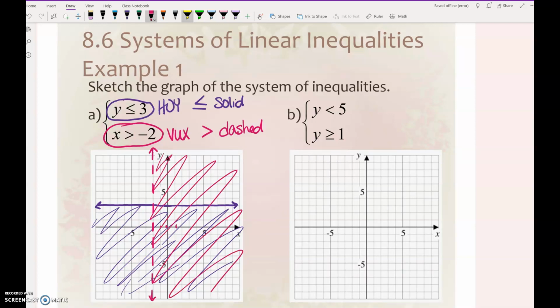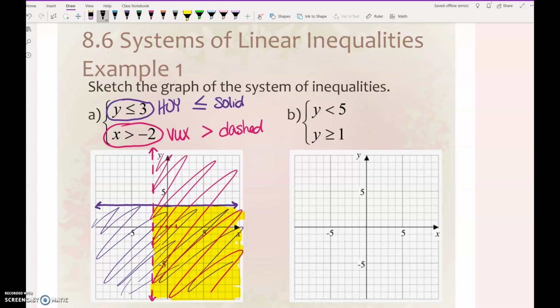You need to look for the area that is double shaded, and that is your final solution area. So I like to use a highlighter because it makes it easier to see where that double shaded region is. I would just shade each region super, super light, and then once you see where the two regions overlap, shade that region a little bit darker.